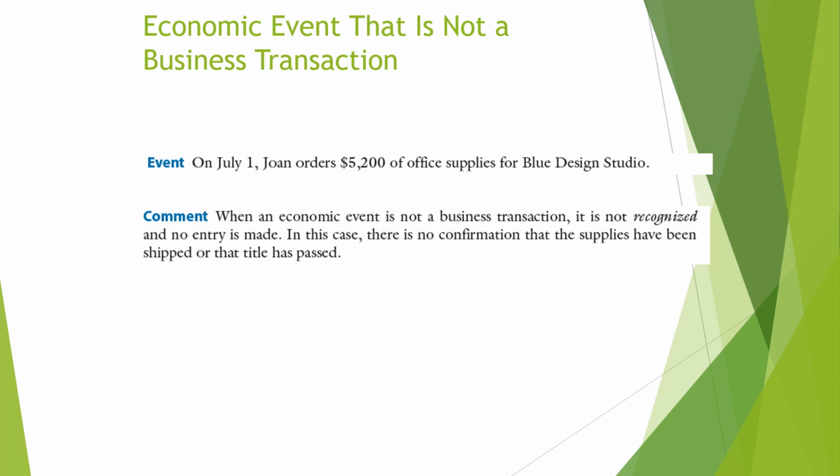Analyze a transaction that's going to end up not being an economic event. On July 1, Joan orders $5,200 of office supplies for Blue Design Studio. So we're not going to make an entry because nothing has happened yet. We've ordered it, but we haven't gotten the supplies and we haven't paid for it. So nothing is to be recognized.